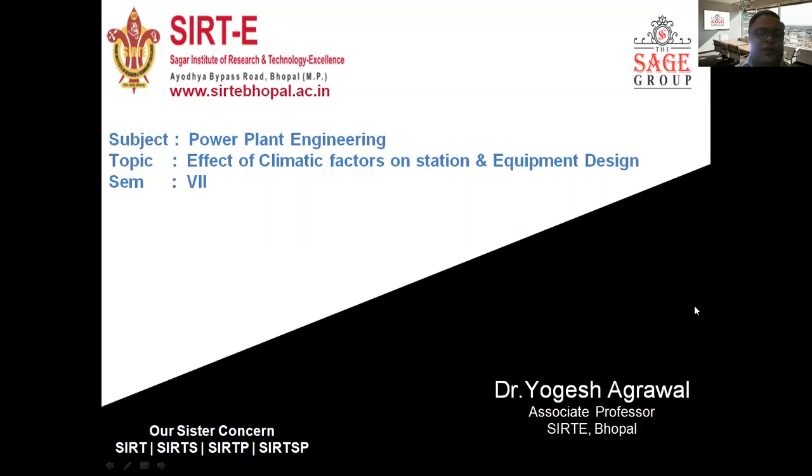Today I will discuss the effect of climatic factors on the station and the equipment design. This is part of Unit 2, and the subject name is Power Plant Engineering. Semester is 7.